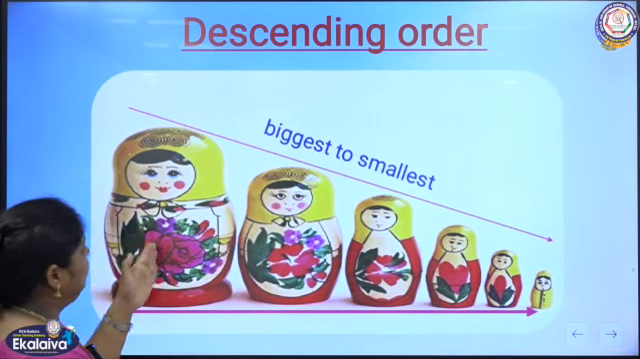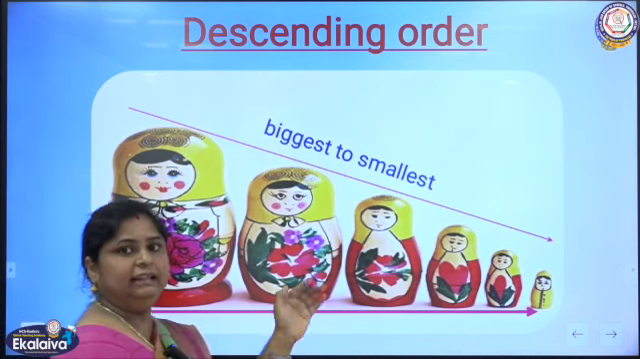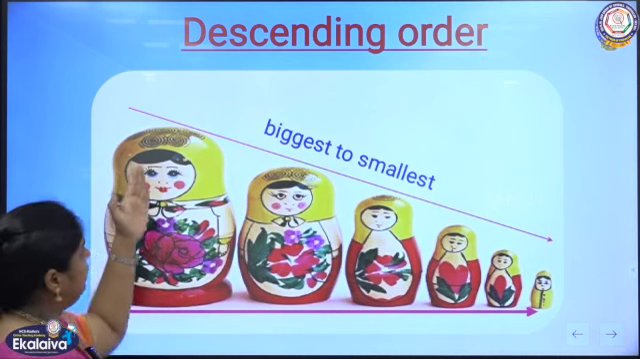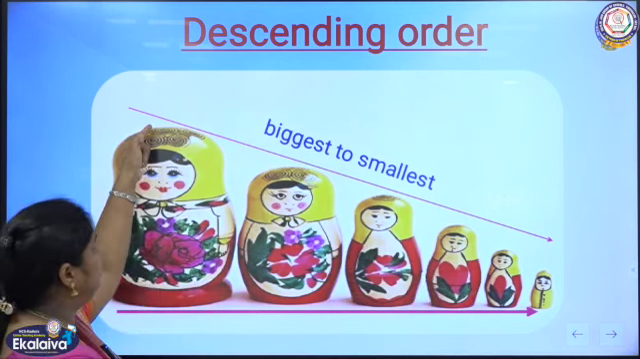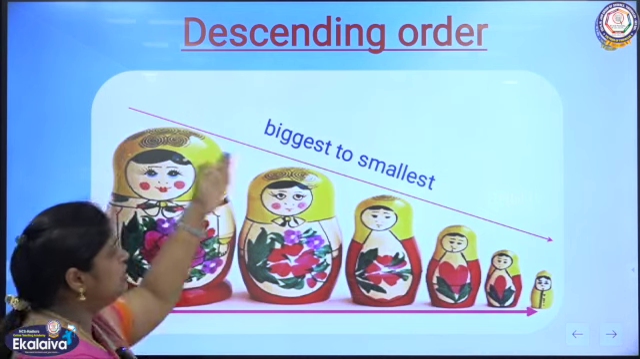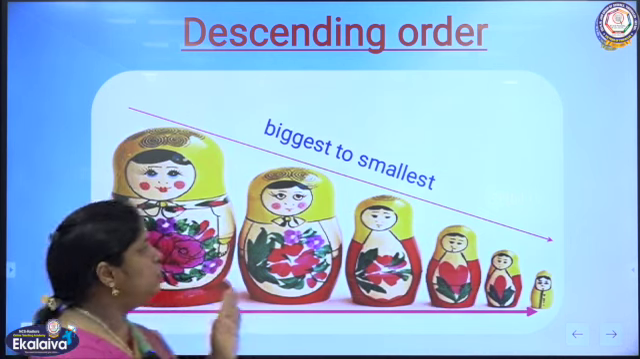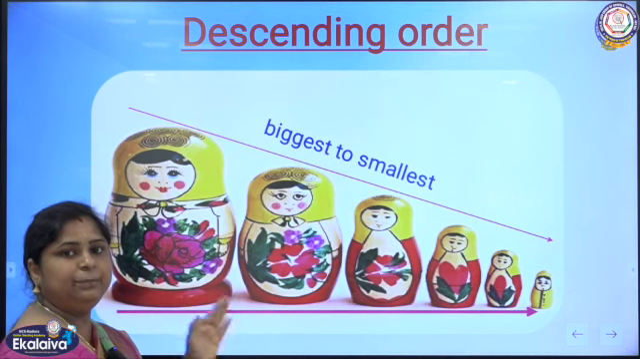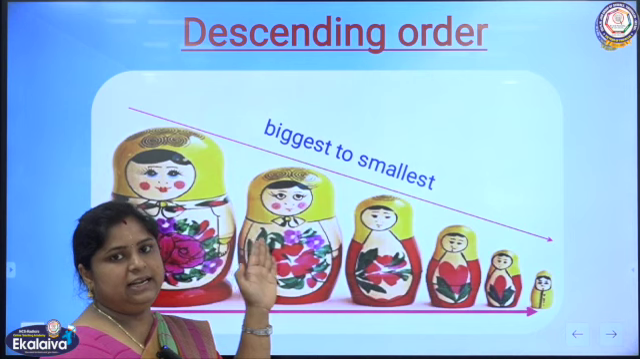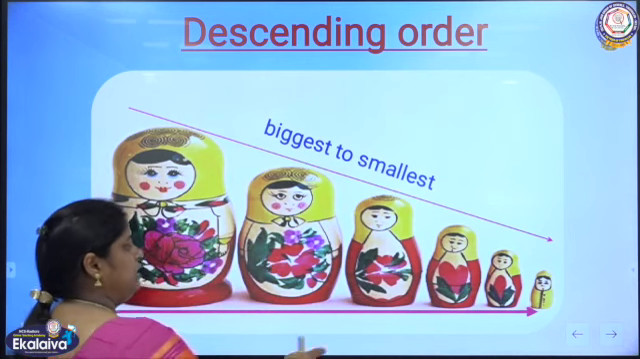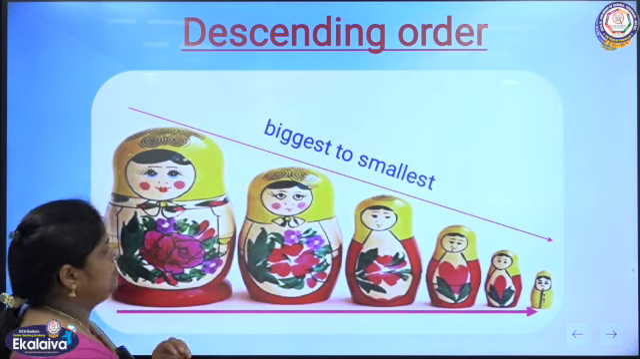So, here the dolls are arranged in the descending order from the biggest to the smallest. Okay, see the arrow, how it goes from upwards to downwards. So, the toys are arranged from the biggest to the smallest. This is descending order. Okay. Now, let us do the sums. Okay.